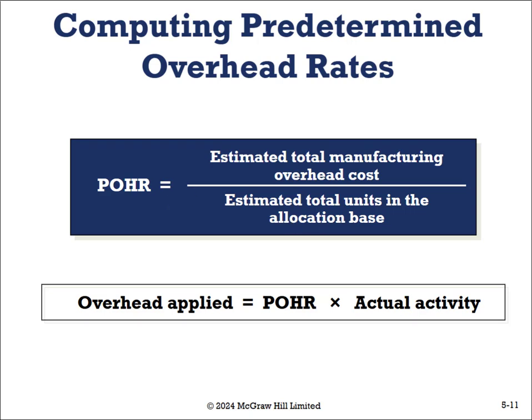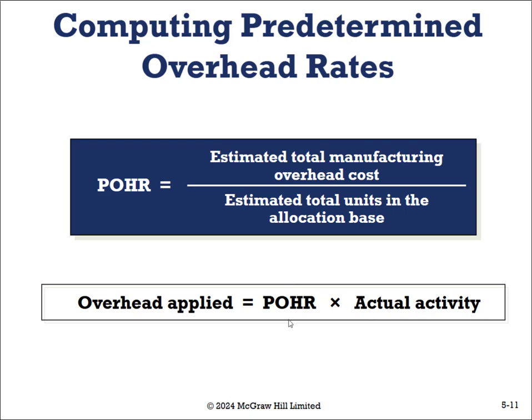All right, so we take the total estimated manufacturing overhead costs, divide it by the estimated total units in the allocation base. This is done before the beginning of the month or beginning of the year, and this becomes our predetermined overhead rate. Then we take our rate, and as the activity occurs throughout the month or the year, we multiply it by the actual activity. So previously I said that direct labor was a common base.